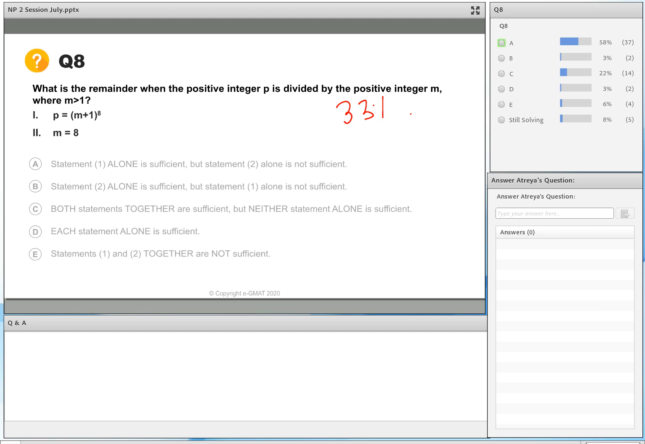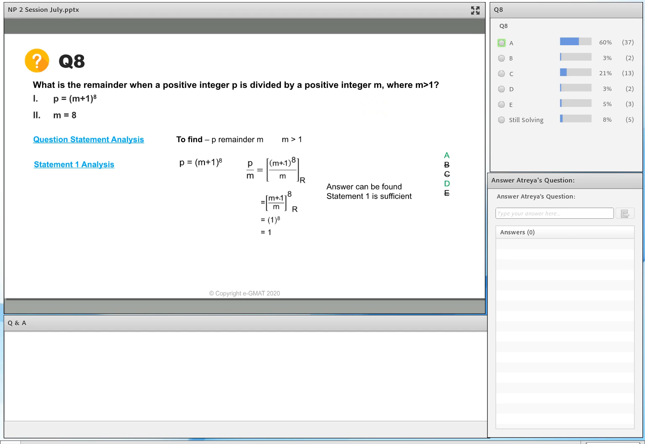So 59%, if you tell me that the answer for this question is choice A, let's move into the answer and check it. What do I have? What is the remainder when a positive integer p is divided by a positive integer m? So p and m both are positive integers. We have one simple constraint, that m is greater than 1. I need to find out when p is divided by m, what is the remainder. Now, no more information. So let's first move into the first statement.